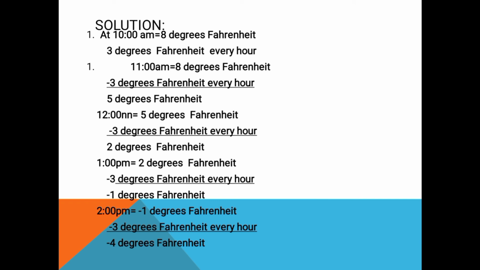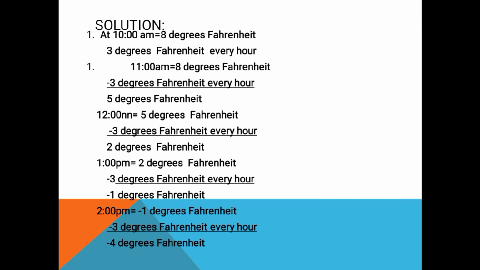So 10. We will proceed to 11 a.m. So 11 a.m. is equal to 8 degrees Fahrenheit. Then it drops, so that will become negative 3 degrees Fahrenheit every hour. So positive 8 added to negative 3, different sign, subtract. So 5 minus 3, 5 degrees Fahrenheit at 11 a.m. The question is 2 p.m.